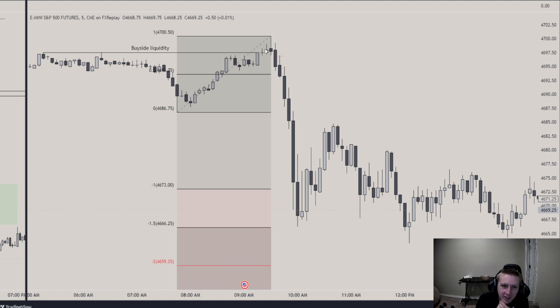And also what I want to point out is if we take standard deviation from this swing high to this swing low as a fulcrum point, where does price randomly stop here? Right at negative 1.5.